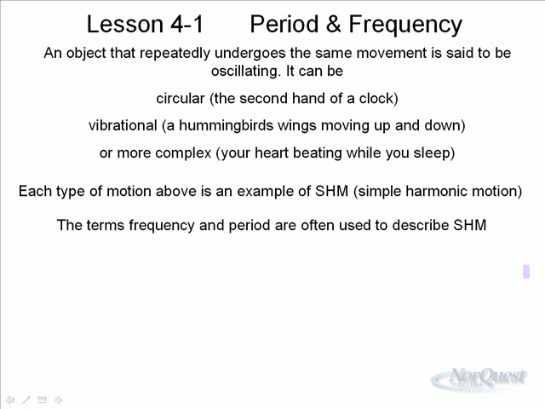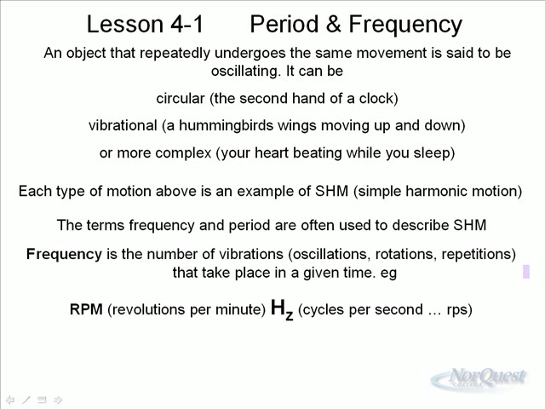And to describe simple harmonic motion, we use the terms frequency and period. So frequency is the number of vibrations, whatever type of vibration they are, an oscillation, rotation, repetition, and so on, that take place in a given time. So revolutions per minute is a certain number of revolutions in a given time, in this case 60 seconds or a minute. A hertz, or a cycle per second, or sometimes called an RPS, is a number of revolutions in 1 second. Alright, so those are both examples of units and definitions of frequency.